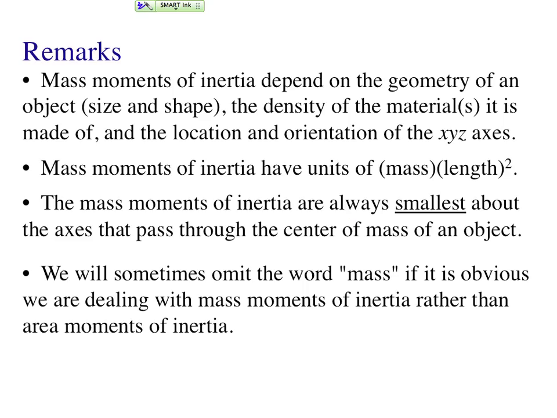In any event, our concern will be limited to the evaluation of the mass moments Ix, Iy, and Iz. We will not concern ourselves with the product moments. Mass moments are always positive and have units of mass times length squared. Like area moments, mass moments are always smallest about axes that pass through the center of mass of an object. There is an analogous parallel axis theorem for mass moments that permit us to relate the moments about an arbitrary set of coordinate axes to a parallel set of axes through the center of mass. We'll get to that shortly.